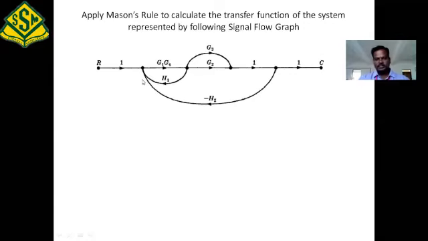Transfer function is very simple. You have to follow a step-by-step procedure in order to find the transfer function. Before proceeding with the problem, you must understand one thing. On the left side you have a node, R. This is your input node. On the right side you have a node, called the output node C. R is input, C is output. Right? So you must be clear on this.